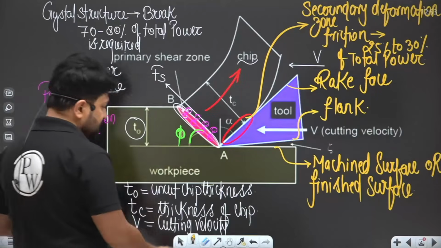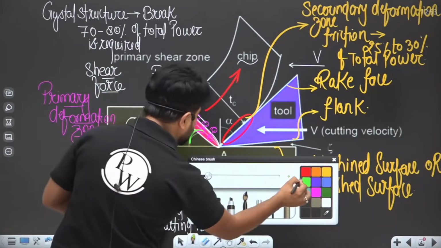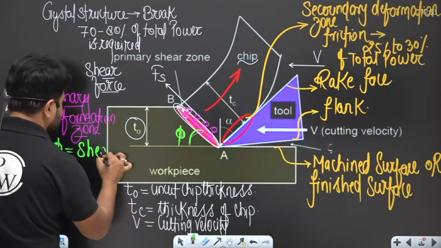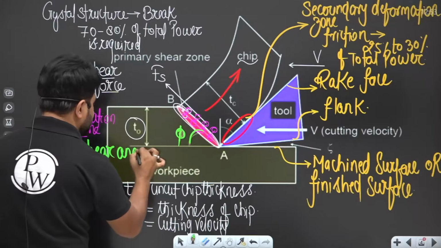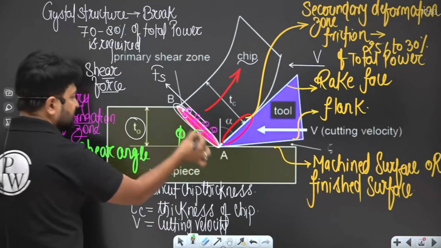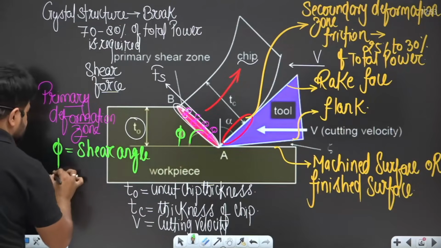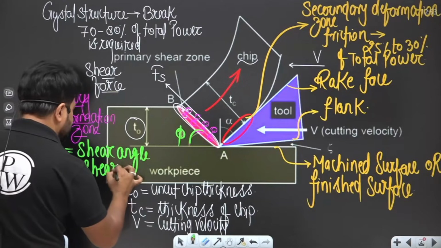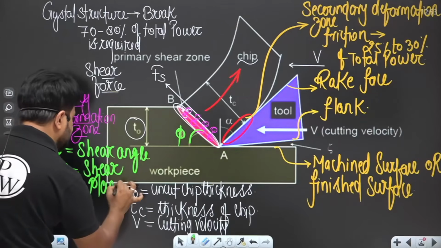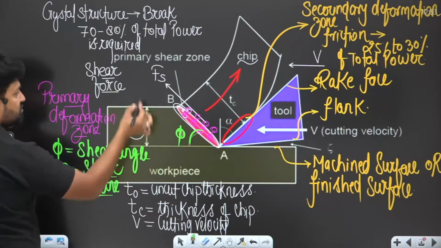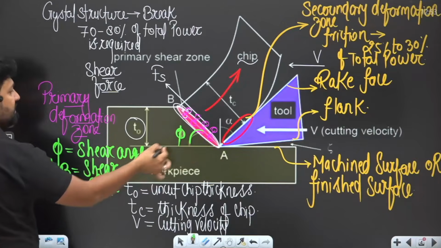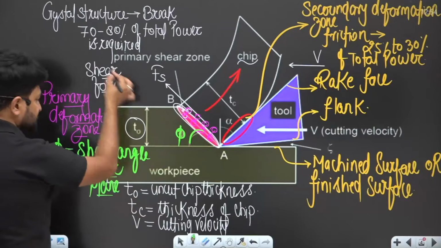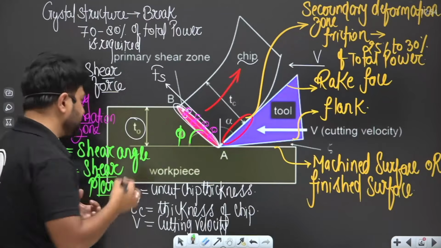So I hope a lot of things are clear. Let me write down what phi is here. Phi is a shear angle, which is made by a shear plane, by AB. That is a shear plane, right? The shear plane makes an angle phi from the horizontal, or you can say from the cutting speed V. Along the shear plane, deformation will take place.